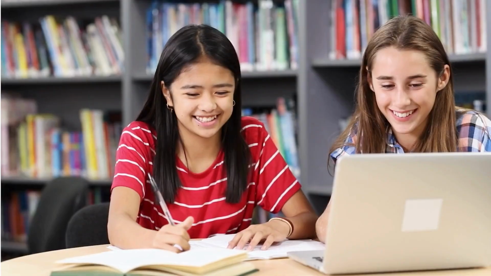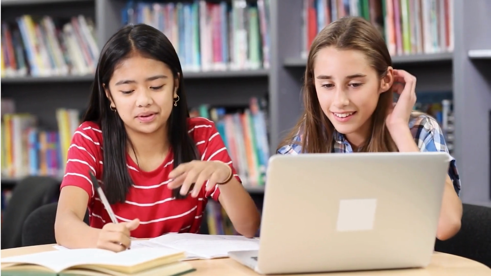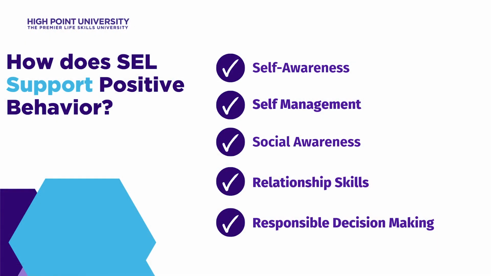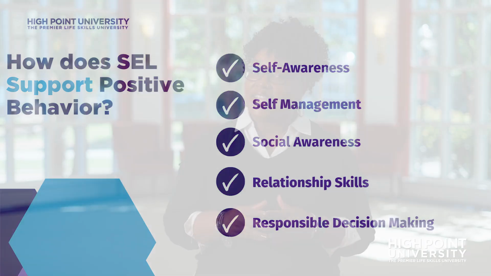Relationship skills teach students how to communicate effectively, resolve conflicts, and build strong, supportive connections, which reduces negative behaviors and fosters a more collaborative environment. Finally, responsible decision-making empowers students to think critically about their actions, understand the consequences, and make positive choices. When students develop these SEL competencies, they are more equipped to navigate challenges, reduce conflict, and engage in positive, productive behavior. Understanding the brain is also essential when it comes to SEL and supporting positive behavior.